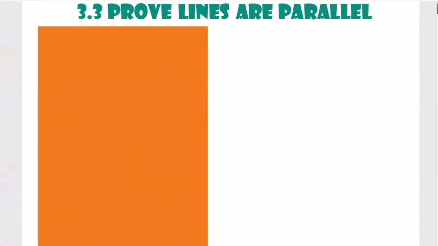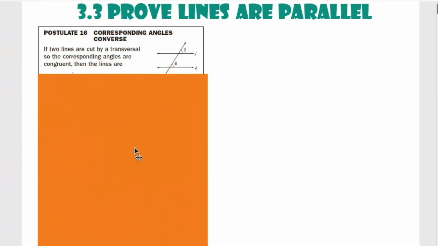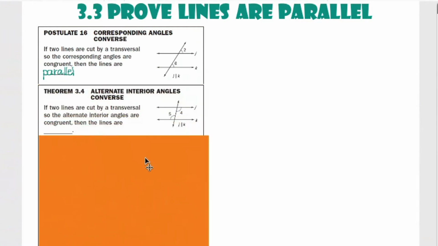The first way we'll talk about uses corresponding angles to make parallel lines. This is a postulate, and it's called the corresponding angles converse. It says if two lines are cut by a transversal so that the corresponding angles are congruent, then the lines will be parallel. If you don't use corresponding angles, you could always go with alternate interior angles.